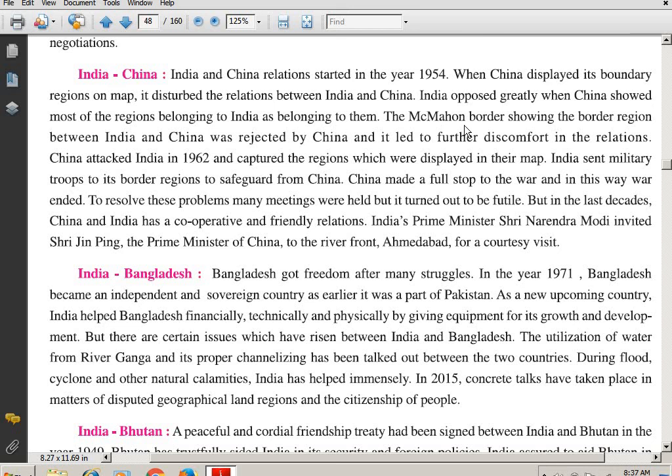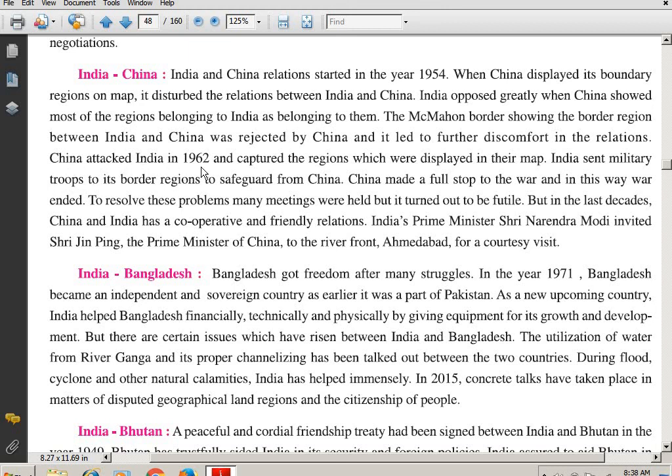The McMahon, underline that word, the McMahon border showing the border region between India and China was rejected by China, and it led to further discomfort in the relations. So the McMahon border, the border region between India and China, was rejected by China. They were not ready to accept it, and so it led to further discomfort. India was disturbed, and so the relation does not become good.